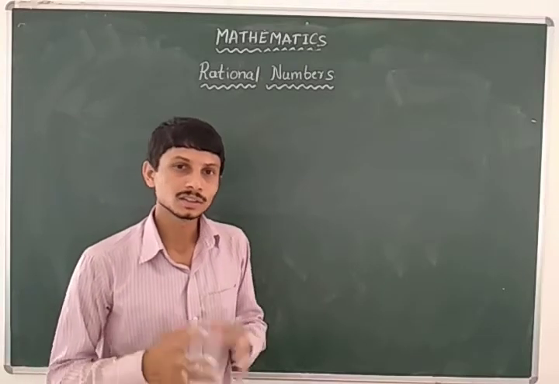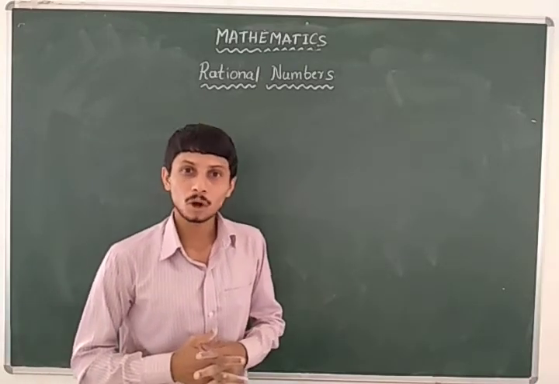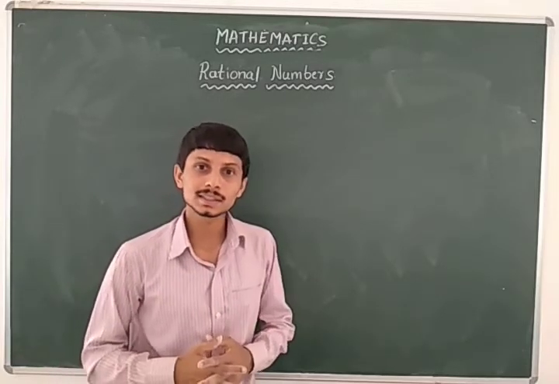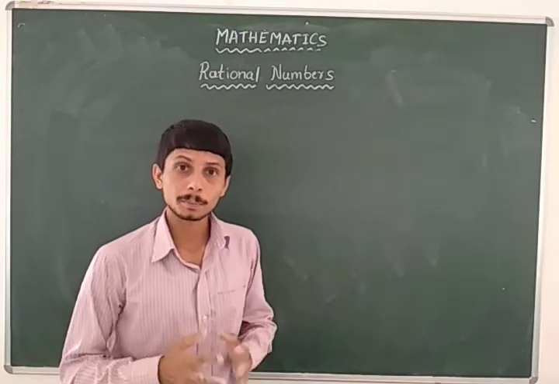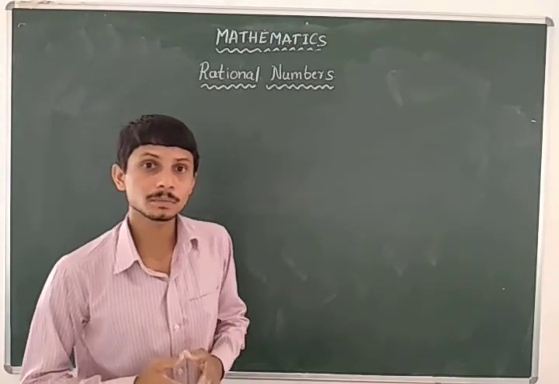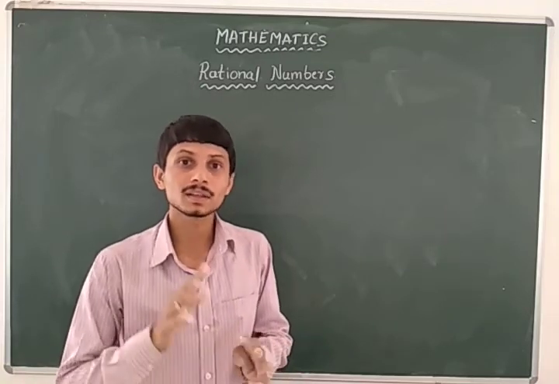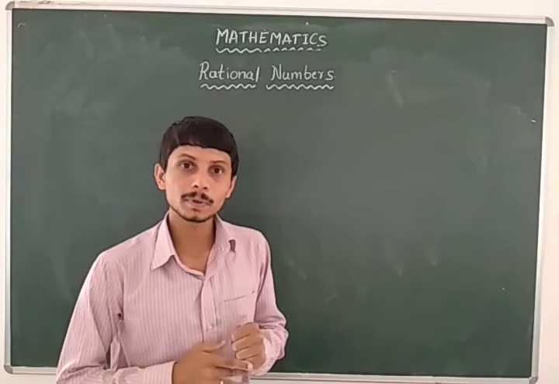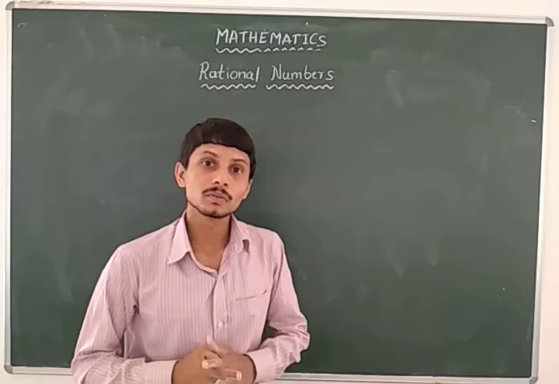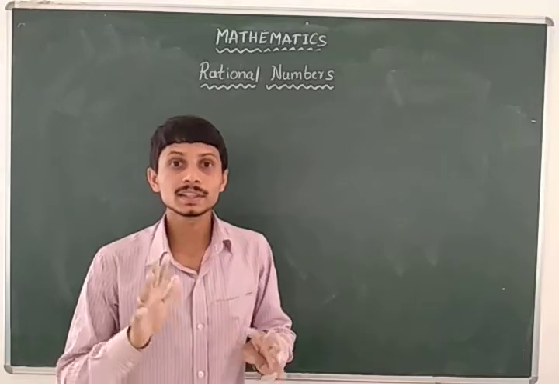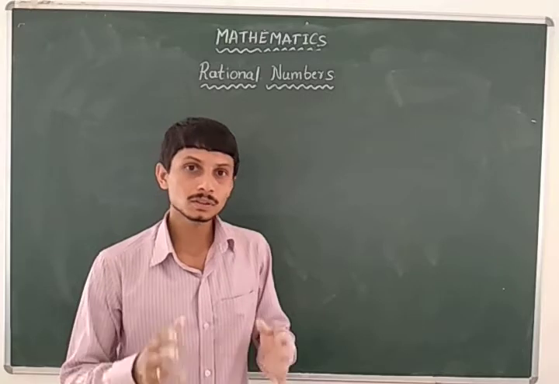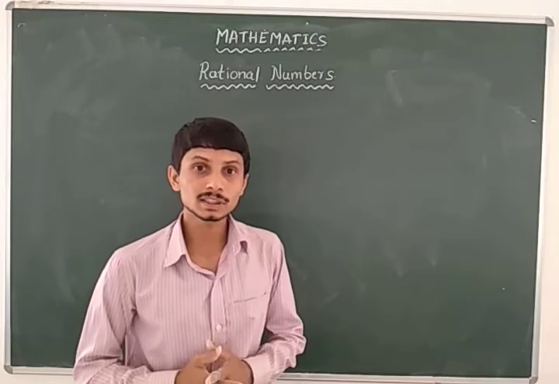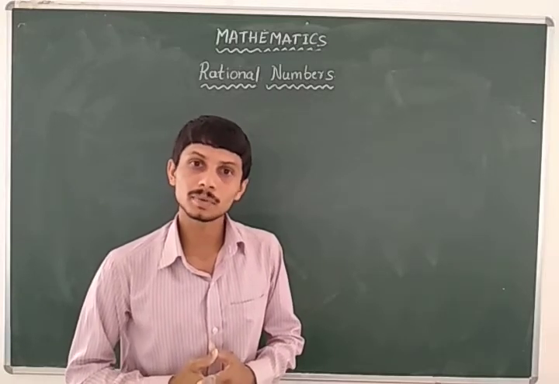I am from Annavara. So here we are discussing a topic from 8th standard, that is rational numbers. Last class we discussed rational numbers and the properties of rational numbers: closure property, commutative property, associative property, distributive property, identity property and inverse property. So we have to move on to the next topic, that is representation of rational numbers in the number line.